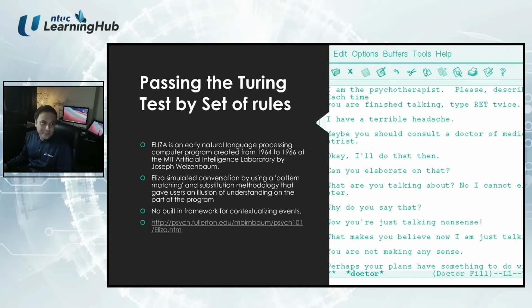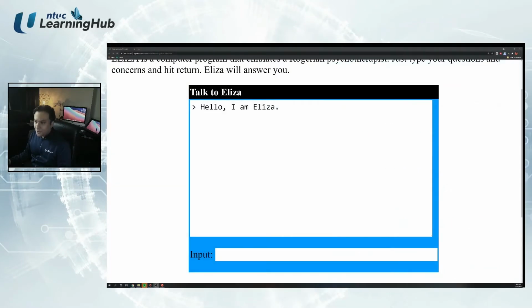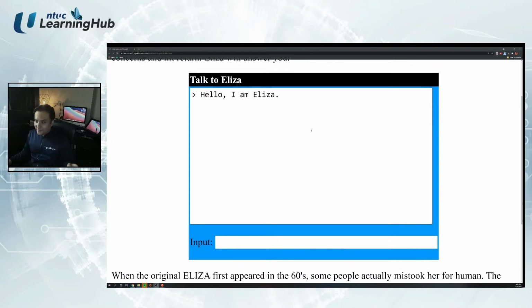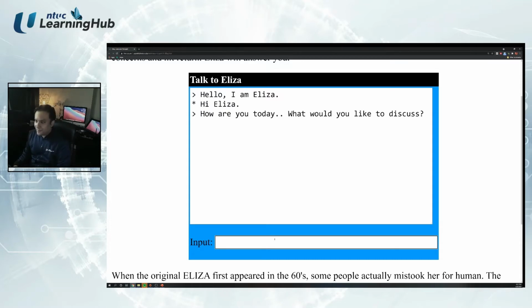Okay, just a moment. Okay, let me show you the screen now. Okay, so we are now talking to Eliza. Remember, it's a 1960s software. Can't be that amazing. Let's try. So it says, hello, I'm Eliza. Hi, Eliza. Let's see how she responds. How are you today? What would you like to discuss?